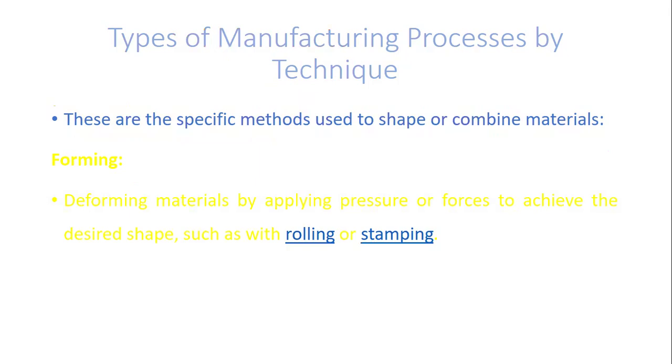The next topic is the different manufacturing techniques that are followed to make a component. The first one is the forming process. Here the material is deformed by applying excessive pressure or force in order to achieve the desired shape and size through rolling or stamping operation.